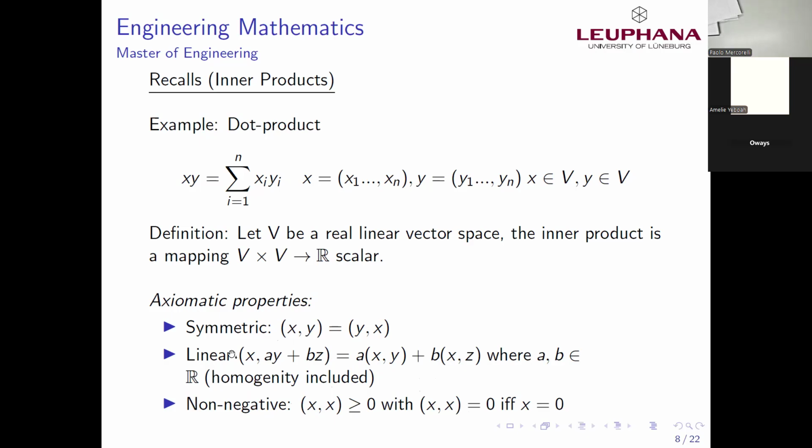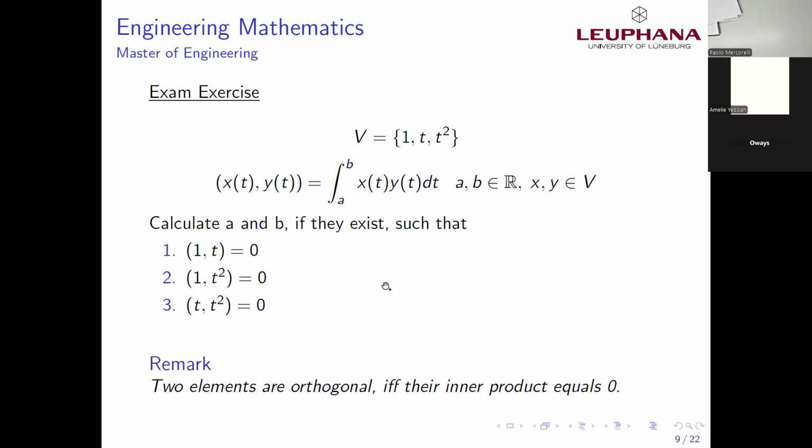Non-negativity, we have seen that x dot x, or in general, x scalar x is positive or 0, and 0 if and only if x equals 0.